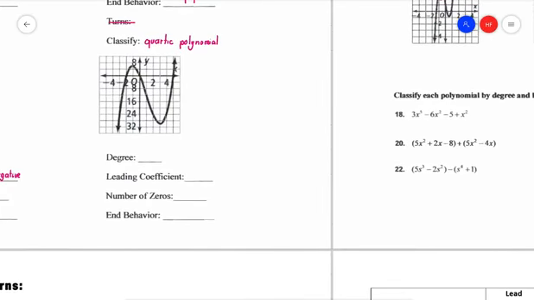Now on the next graph, we'll do the same thing. My end behavior is down, up. So that tells me that the degree has to be odd, and the leading coefficient would have to be positive, since that last arrow is facing up, and the number of zeros we'll take from the graph, 1, 2, and 3.